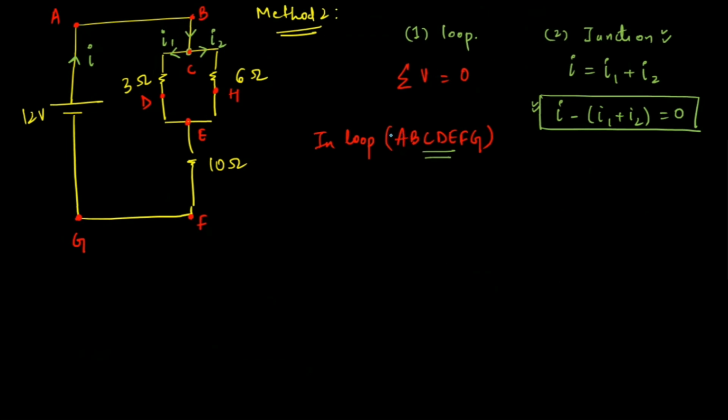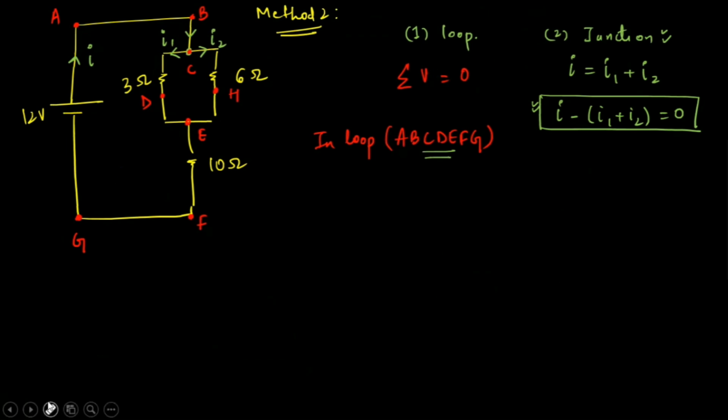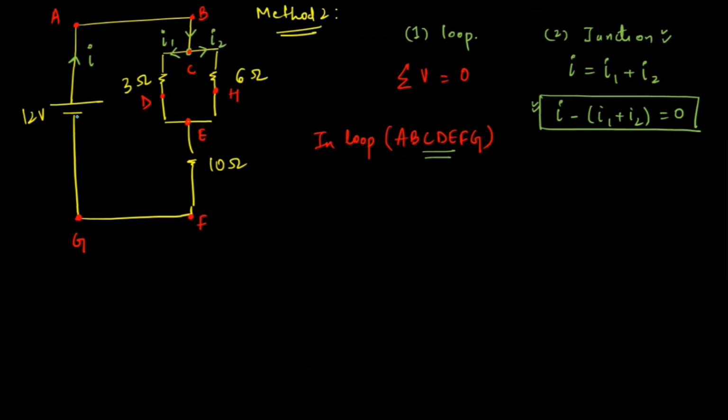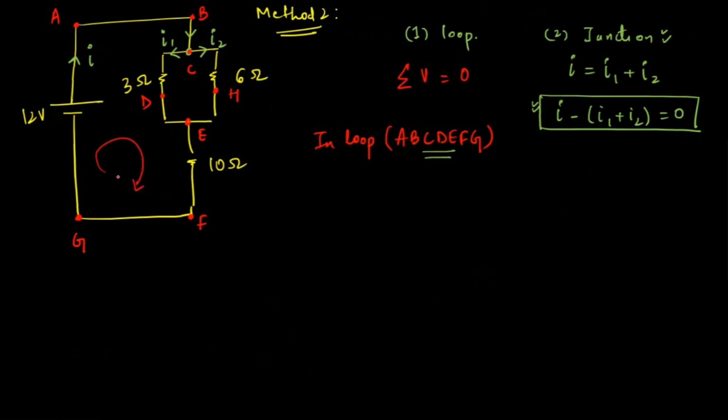Again, whatever circuit you have, first of all, you have to choose the direction of reading a circuit. The direction of reading a circuit can be clockwise or anti-clockwise. It completely depends upon you which direction you choose. But what I suggest is always choose the direction in which the battery is connected. Current is coming out from the battery in clockwise sense, so the direction I am going to choose is clockwise.